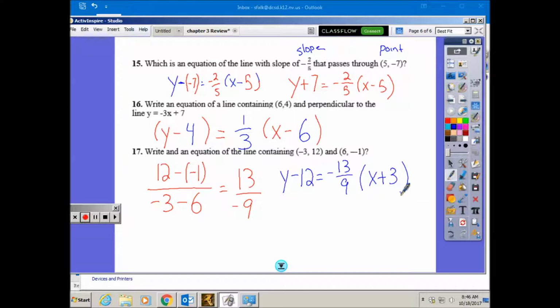That's a correct answer. If I used the other point and did y minus -1, which is y plus 1, equals the slope, -13/9, times x minus the x value of 6. Either of those are correct. If I were to turn those both into slope-intercept form, I would get the same thing, but I don't have to do it in this lesson because it just said write an equation, and point-slope form is an equation. So why would I want to make my life any more difficult?